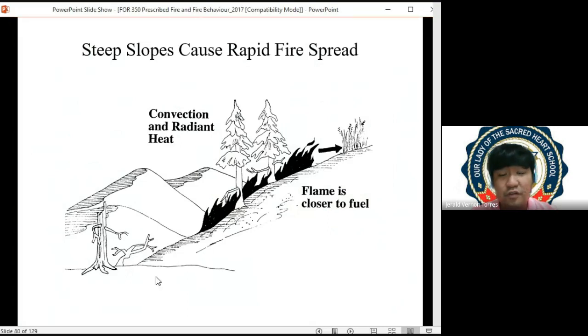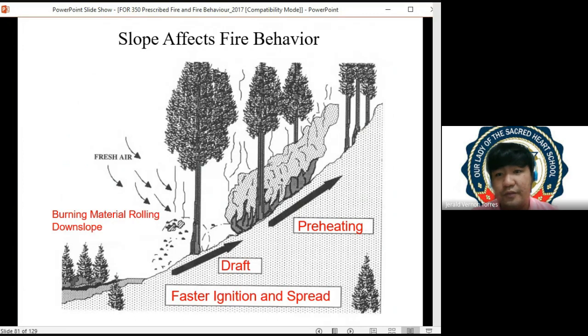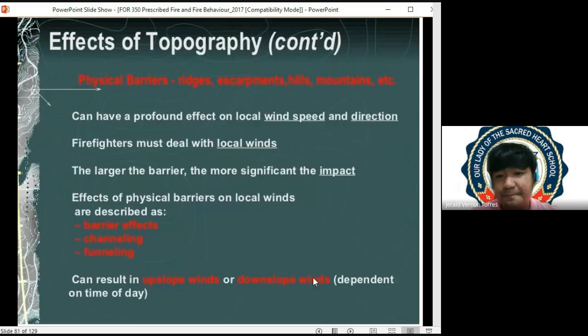If you have a sloping topography, ayan. The flame will be closer to fuel. The convection smoke will easily transport the heat energy to the fuel at this point. Ayan. Mas madaling matatransport. Isipin nyo, sloping, tas may air tayo. And remember that your wind would blow parallel to your lupa. So, mas madaling matatransfer heat energy by convection smoke at this point.